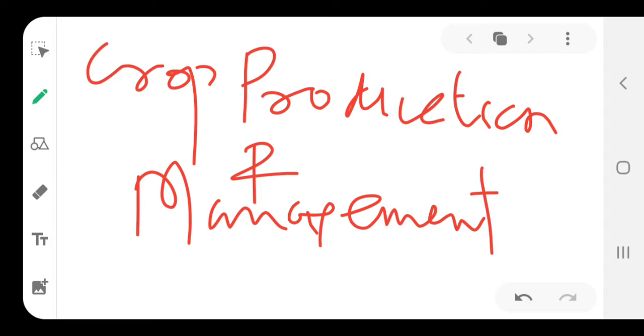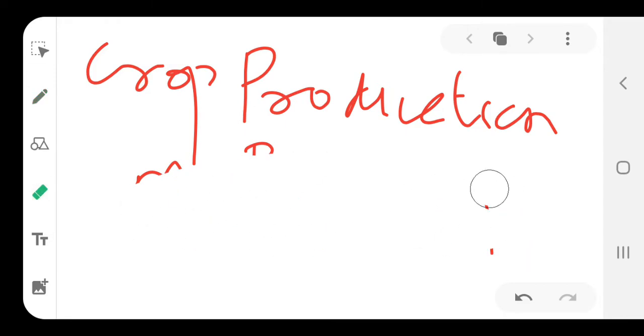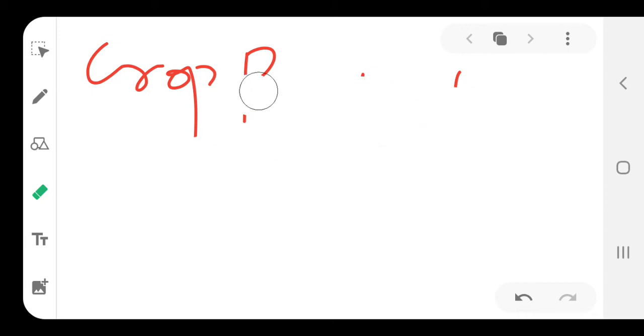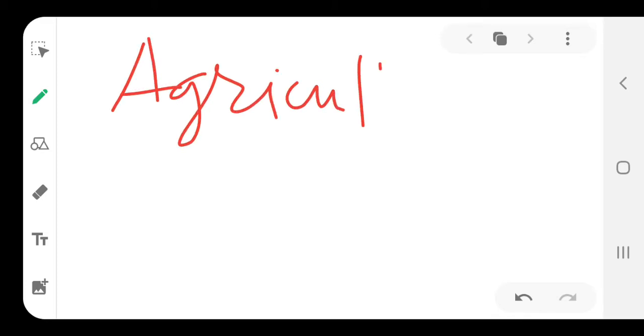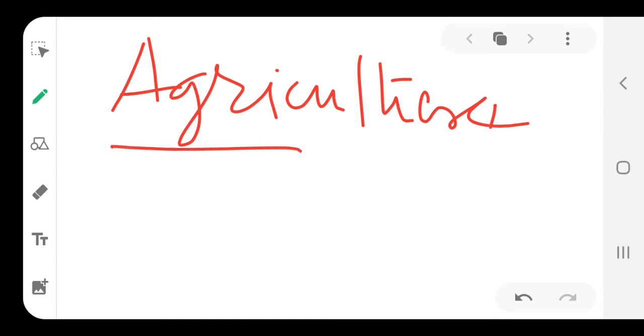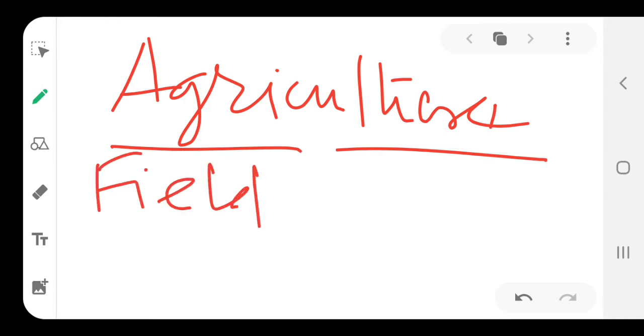So let's begin. This crop production and management basically deals with the growing of crops in the field. And the growing of crops in the field is referred to by the term agriculture. So agriculture is a word combined from two subwords. One is agri, the other is culture. Agri means field and culture means to cultivate.